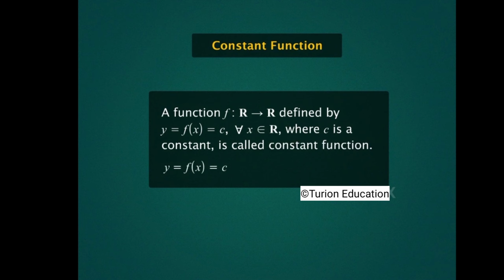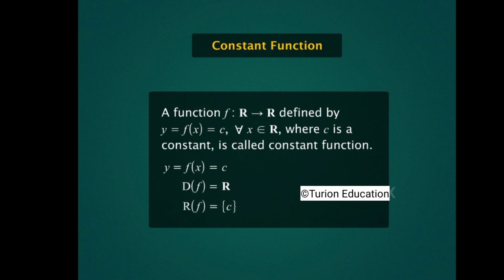This function can be thought of as somebody adamant about their decisions, come what may. That is, whatever the input, the output will be the same. Here the domain of f is the set of real numbers R, and its range is a singleton set with element c. For example, let c be 3.